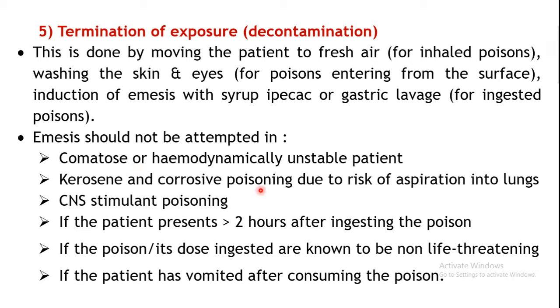Then kerosene or corrosive poisoning, if at all it has taken place, again there will be risk of aspiration in the lungs, and in case of kerosene or corrosive substance, if they enter into your lungs, they can be harmful to the lungs. Next is CNS stimulant poisoning. So in stimulant substances, if they have caused poisoning, then it can induce convulsions if you try to induce vomiting in such patients. So it should not be tried.